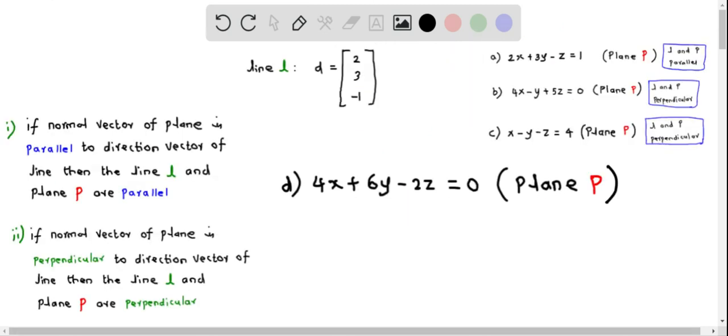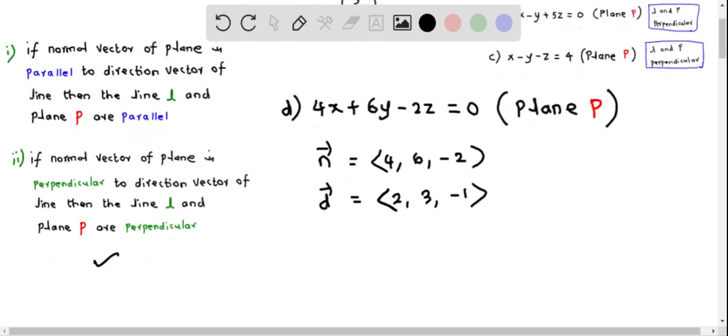We now do part D, that is, we have the plane 4x plus 6y minus 2z equals 0. First let me write the normal vector. This equals the components of x, y, z, that is (4, 6, -2). And let me write the direction vector of the line, that is d vector equals (2, 3, -1).